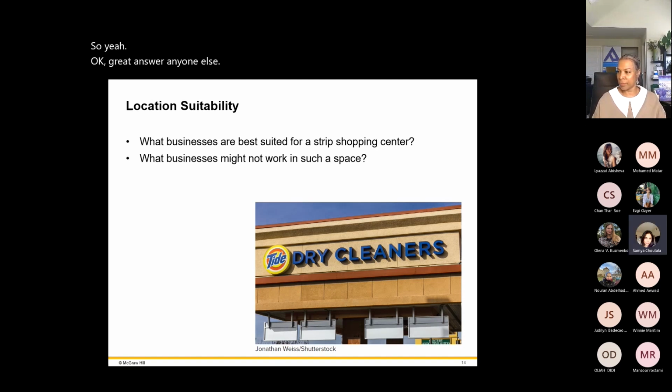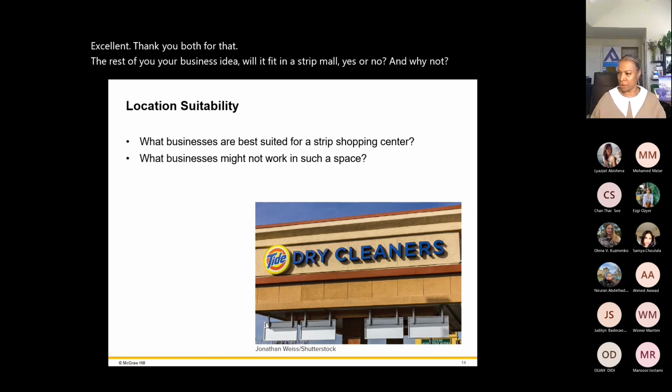Yes, Professor. For us also, we are proposing the electric charging station. And in my understanding, that will also fit in any such location where we have either a lot of shops or a shopping mall. So I think it will fairly fit in such a location. Excellent. Thank you both for that. The rest of you, your business idea, will it fit in a strip mall? Yes or no? And why not?